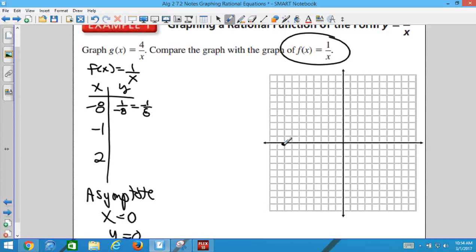If I put in negative 1, I do 1 over negative 1, that is negative 1. So we got negative 1, negative 1. That's a nice, easy one. We plug in 2, we get 1 over 2, that's a half. So I got 2, one half. I didn't really draw my asymptotes in there.